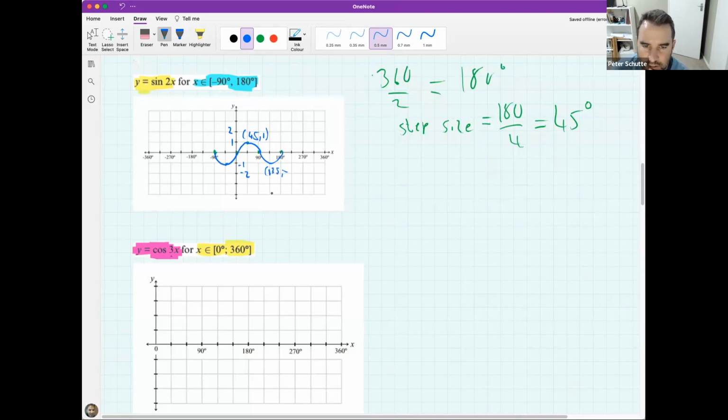I'm not going to label it. It's getting a bit too cluttered if I try and label it, but sometimes you have to label the points. Okay, so that was the first one, sine 2x. And what we notice is that it's just going up by 1 and down by 1 every 45 degrees, which is the step size over here.